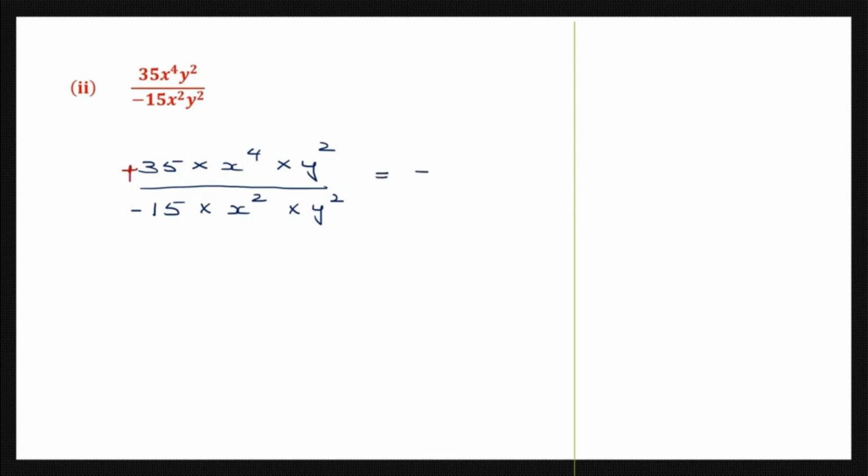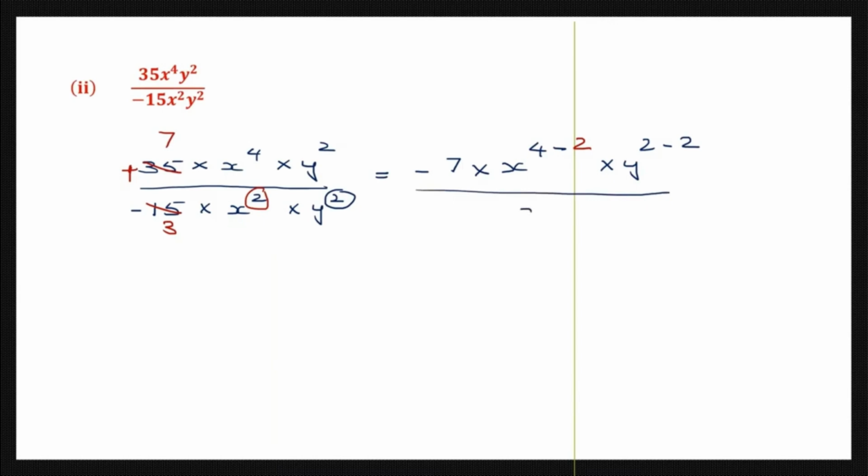Let's cancel the numbers 35 and 15 by 5. 5 3s are 15 and 5 7s are 35. So here we have 7 into x to the power of 4 minus 2. So that is minus 2 into y to the power of 2 minus, here also we have a 2. So 2 minus 2. Now in the denominator we have only 3. So now let's work this out.